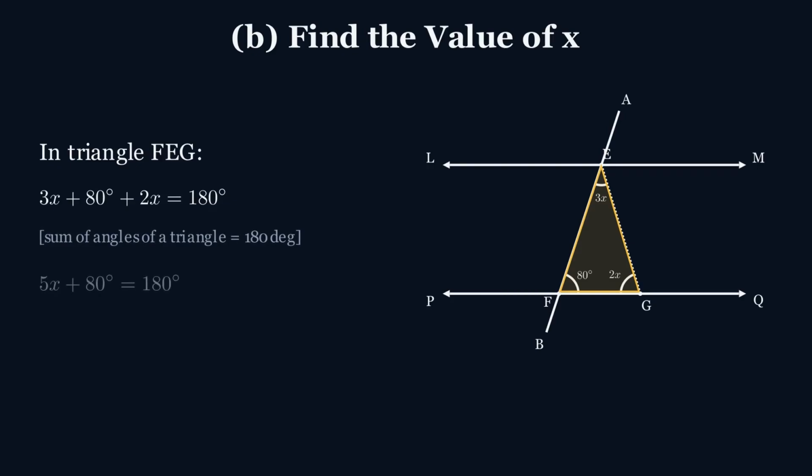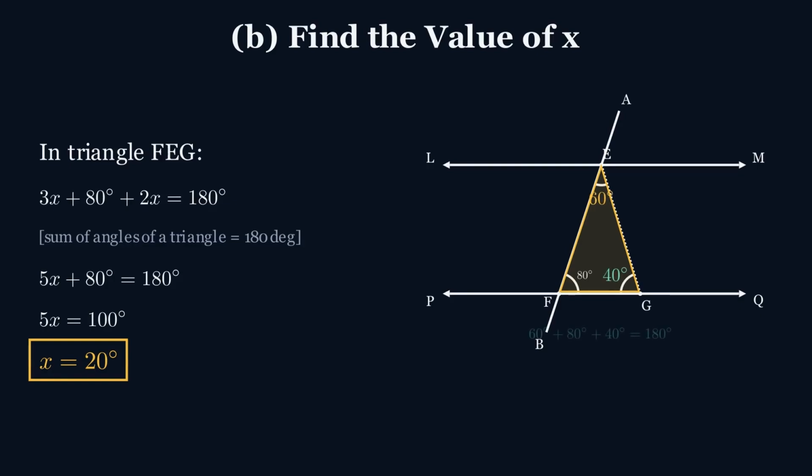Here, 3x plus 2x equals 5x, and 180 minus 80 is equal to 100. So, 5x equals 100, and 100 divided by 5 is 20 degrees. Therefore, x equals 20 degrees. Hence, the value of x is 20 degrees. And angle 3x equals 3 times 20, 60 degrees, and angle 2x equals 2 times 20, 40 degrees. Thus, 60 plus 80 plus 40 is equal to 180 degrees.